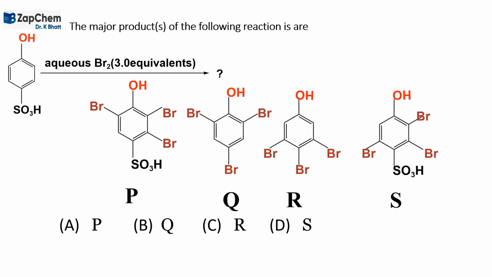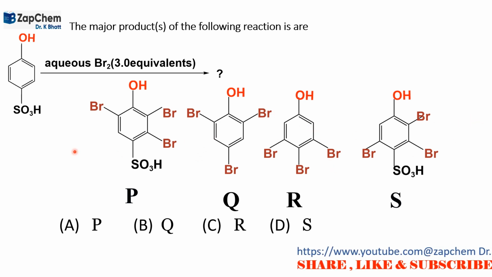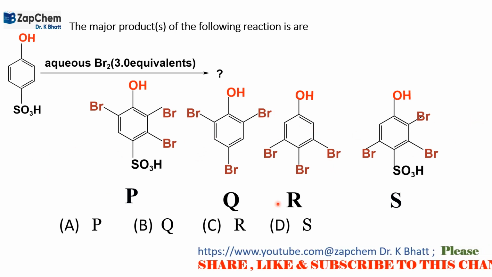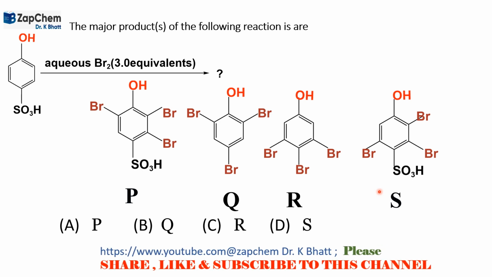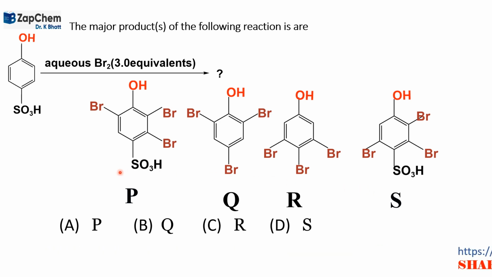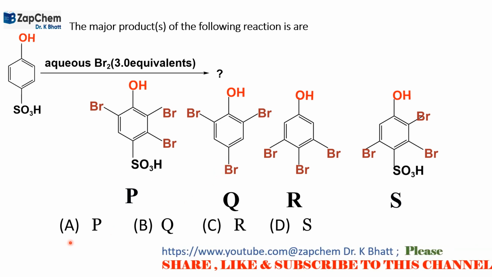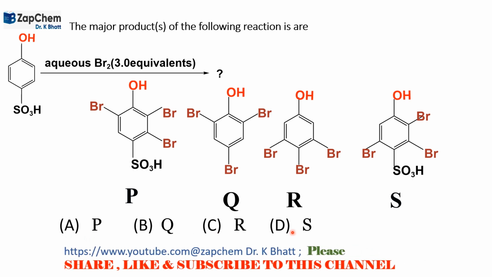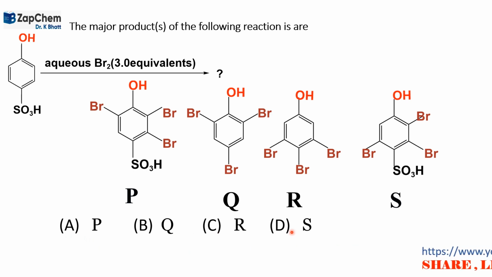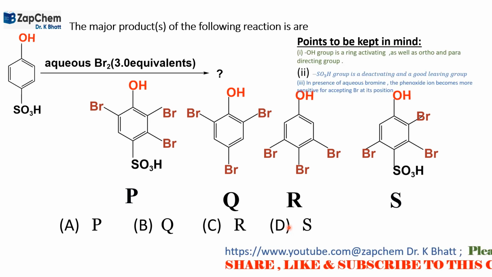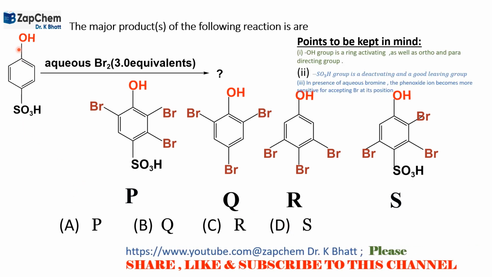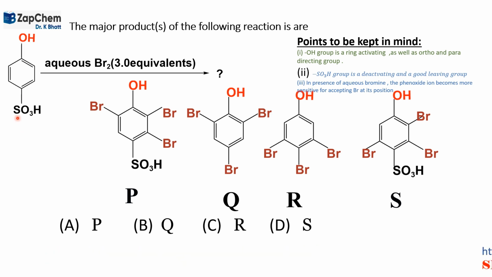Then four options are there. Different structures are provided over here, and they have been denoted by P, Q, R, and S separately. Now we have to find out which will be the correct product, and accordingly, we have to mark it in the four options A, B, C, D. So in this case, we have to keep in mind that there is an OH group attached and SO3H group attached.